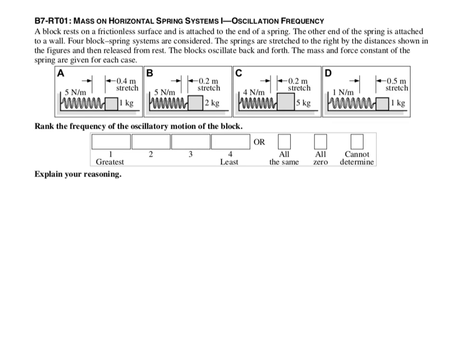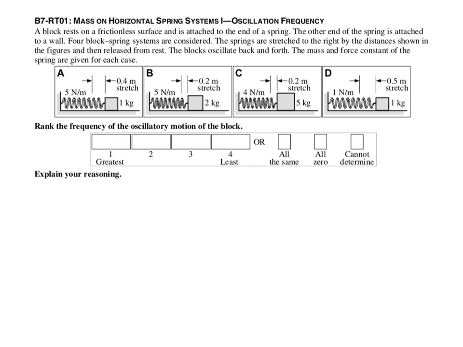Chapter 13, Sample Problem Number 3. A block rests on a frictionless surface and is attached to the end of a spring. The other end of the spring is attached to a wall. 4 block spring systems are considered. The springs are stretched to the right by the distances shown in the figures and then released from rest. The blocks oscillate back and forth.